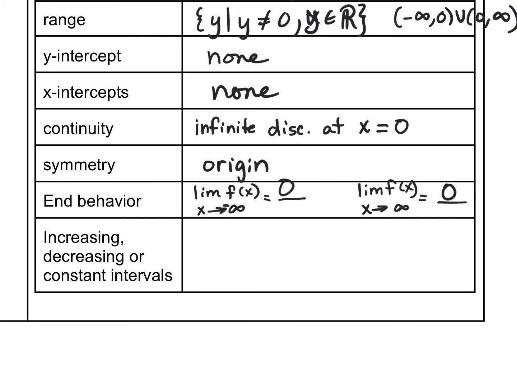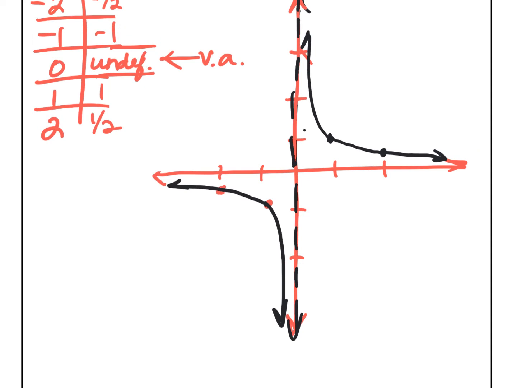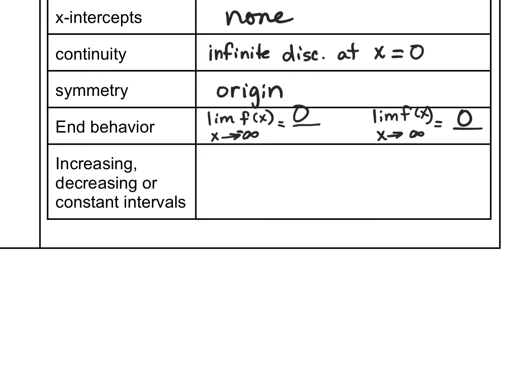Is this guy increasing or decreasing? Take a look at it. It is decreasing everywhere, isn't it? Except at 0. So we say this is decreasing, but we can't say all real numbers, can we? We have to write it like that because it is clearly not increasing or decreasing at 0.